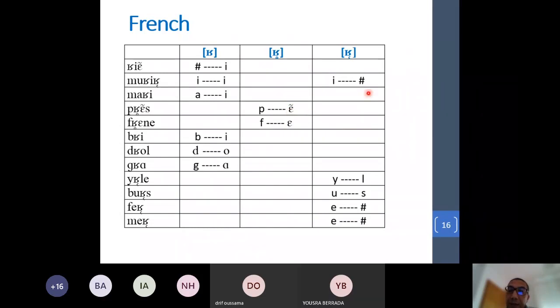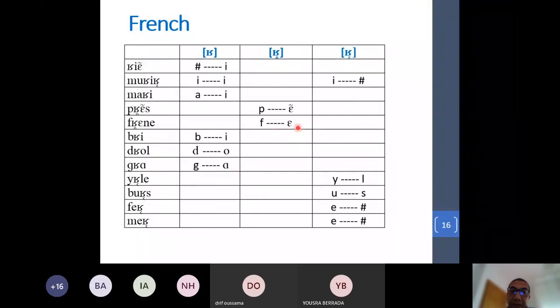Now the right environment for the approximant variant: it occurs word finally. So the word final position is exclusive for the approximant. Also note we have here a consonant, l and s. How about the voiced variant?